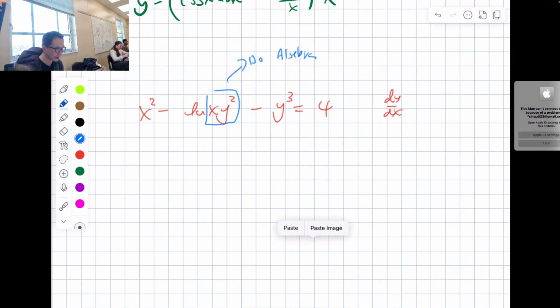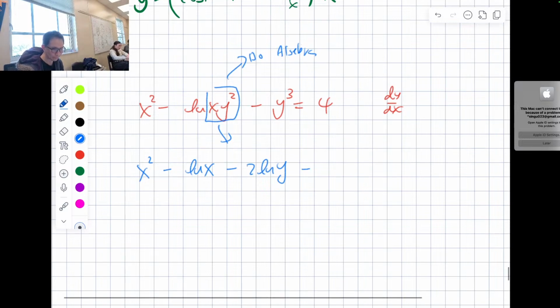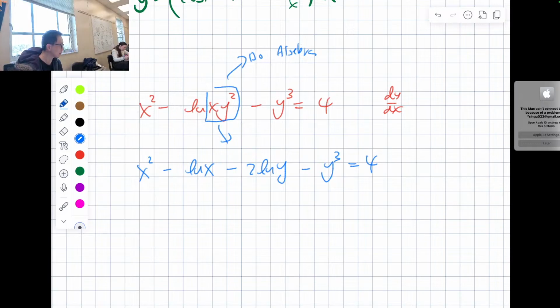All right, so I don't want to do u prime over u here because that involves the product rule. So I choose to not go into calculus rules if I can do algebra rules. Does that make sense? So that's going to be x squared minus ln of x minus 2 ln of y. Do you guys know what's minus? Yep. Minus y to the cube is equal to 4. I didn't do anything calculus related because I don't want to deal with the product rule of x, y squared.